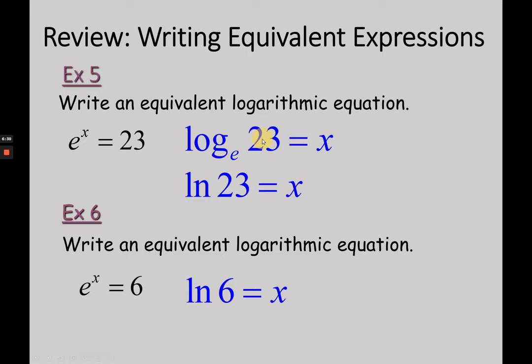23 is the argument, x is your exponent. E disappears because we did a shortcut: ln of e, logarithm base e, becomes ln. 6 is the argument, x is the exponent.